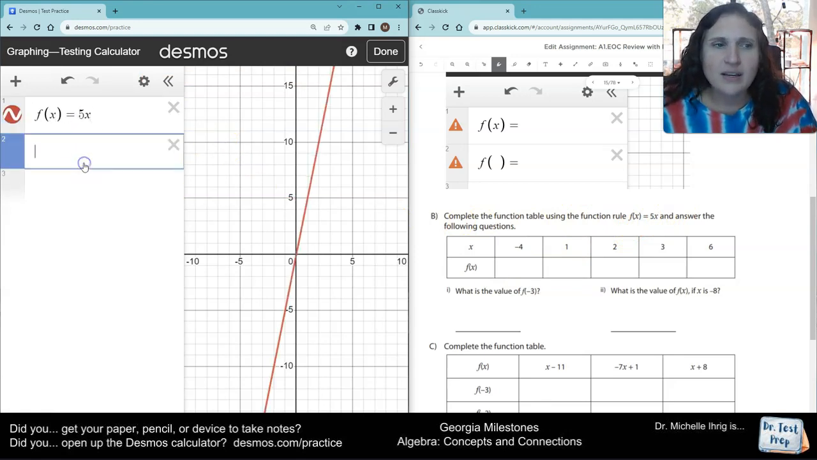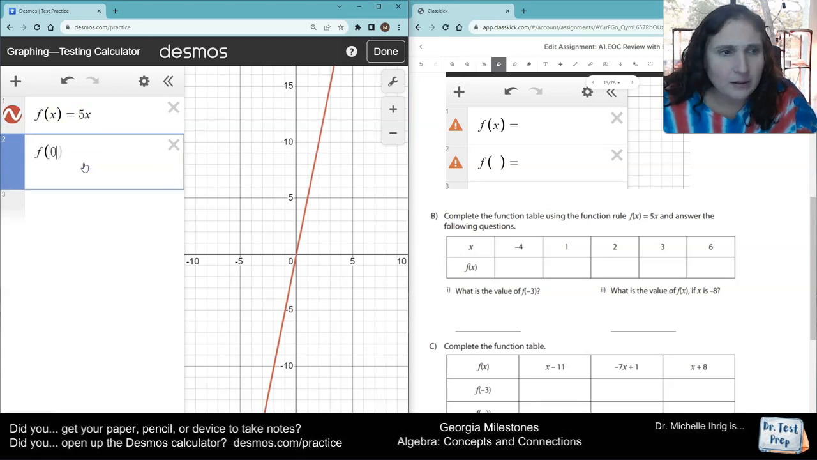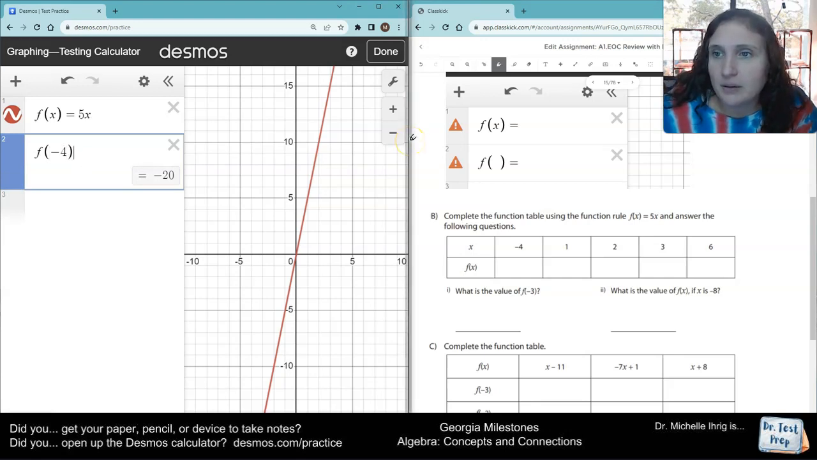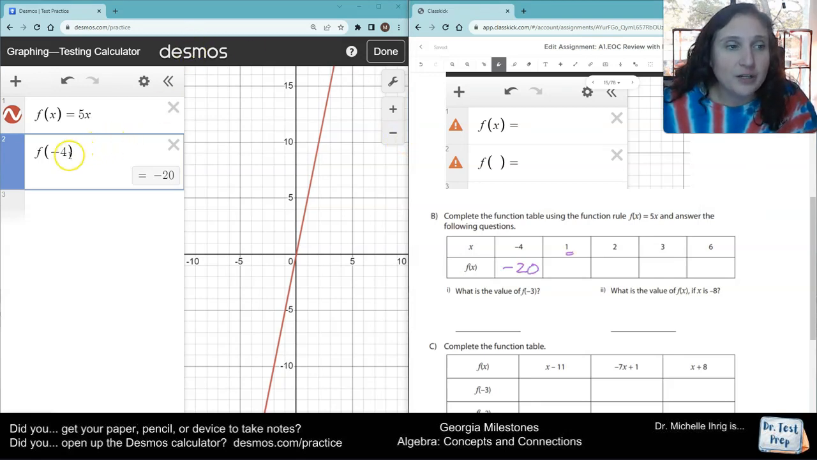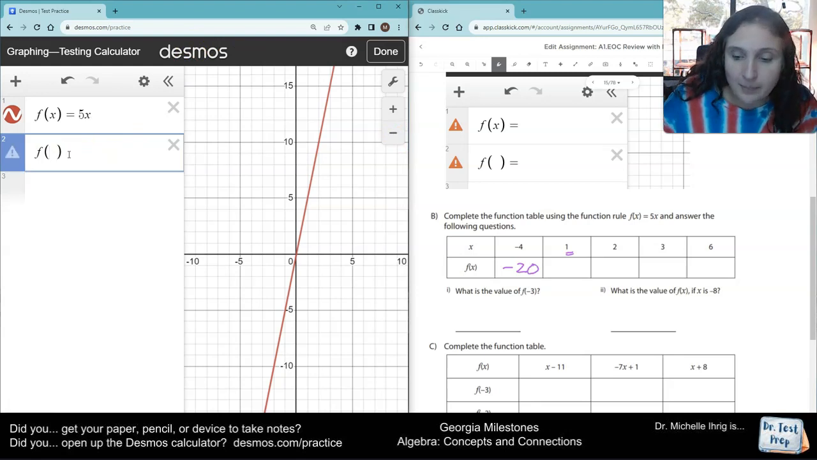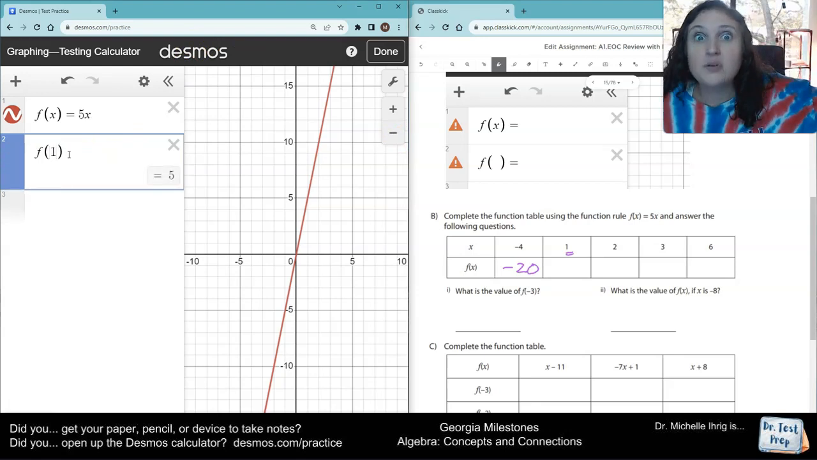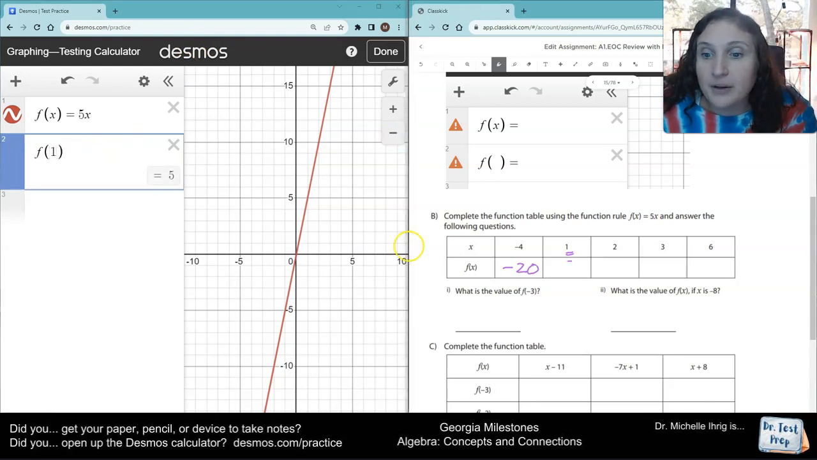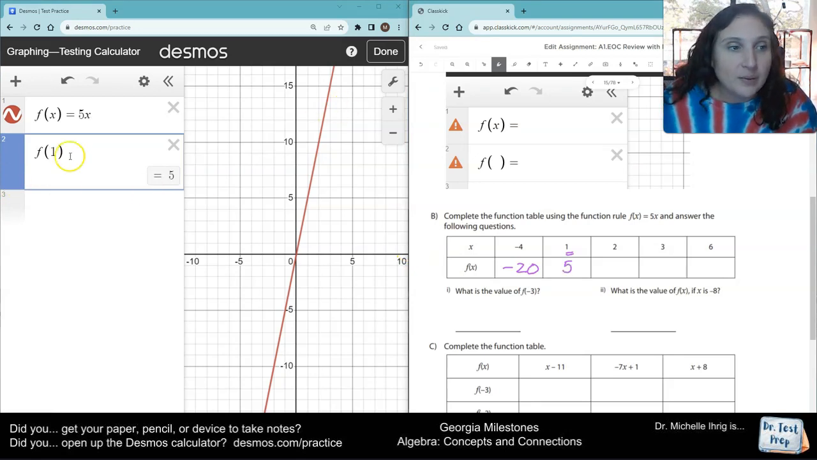Okay, well, it's like, well, what's f of negative 4? Or what is f when x is negative 4? 20, negative 20. Like, how hard is that? And it's like, well, what happens when x is 1? So I just delete the negative 4, type in 1, and it plugs 1 in substitution for me, and now I know it's 5. What is it when it's 2?